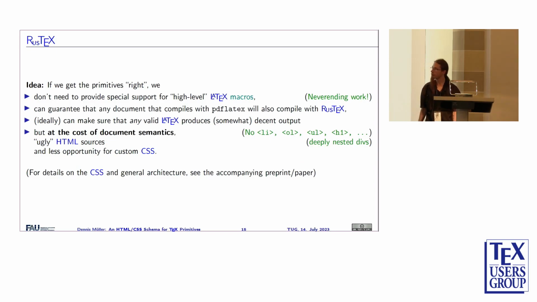Right. So the idea behind RusTeX, therefore, was: if we actively try to avoid providing any kind of special support for LaTeX macros and instead try to do everything with the primitives, then we can achieve the goals that we needed to achieve, i.e. it should ideally compile: if it compiles with PDF LaTeX, it should compile with RusTeX. It should look somewhat similar to the PDF, as expected, but of course at the cost of document semantics. So basically RusTeX-generated HTML is just deeply nested divs everywhere with CSS. If you're interested in the CSS schema, see the accompanying paper.